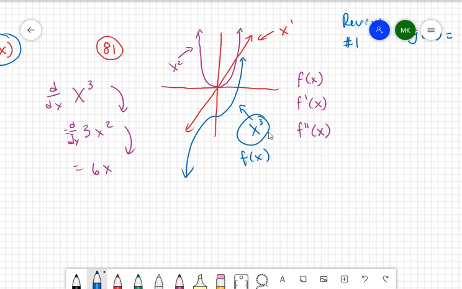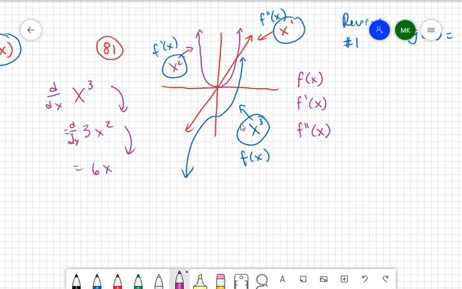And then when I take the derivative, I get x squared, because I'm lowering the power by 1. And when I take the derivative of that, which gives me f double prime, I get the linear function. I get x to the first power. So what you're realizing here visually is that every time I take a derivative, I lower the power by 1.